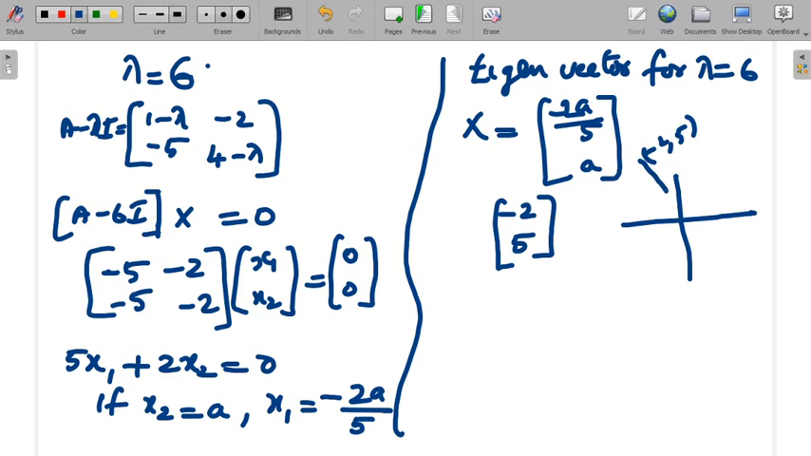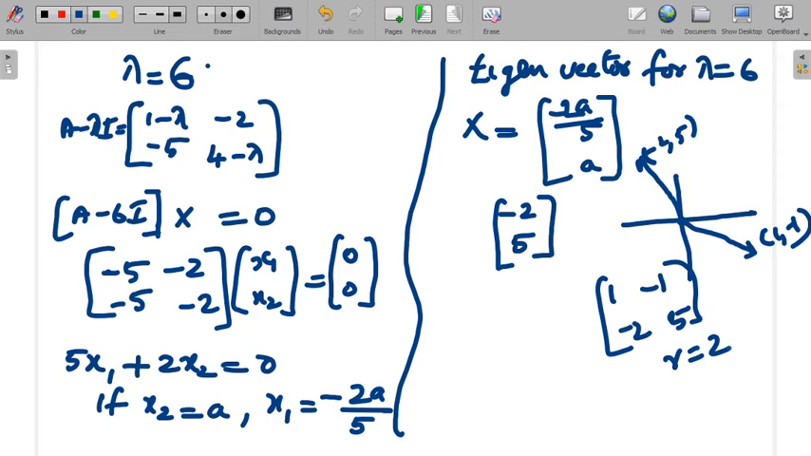So the first eigenvector we have taken is 1 minus 1, and the second one is minus 2, 5. Obviously minus 2, 5 is not a constant multiple of 1 minus 1, hence they are independent, or in other words, if you write 1 minus 1, minus 2 5, rank is equal to 2. So they are two independent vectors in R2 and we know the dimension of R2 is 2. So if you take this set 1 minus 1, minus 2 5.